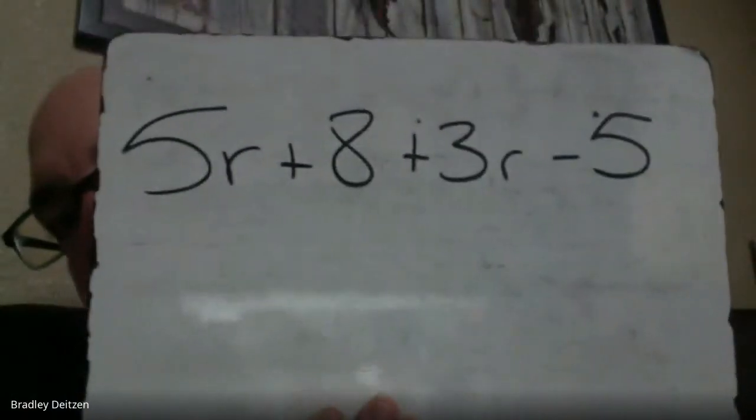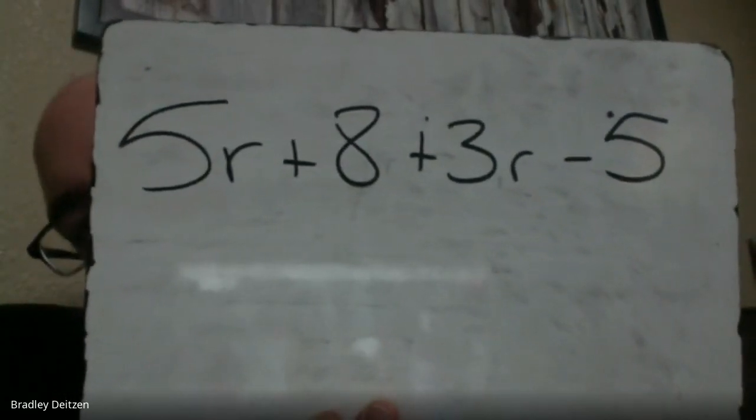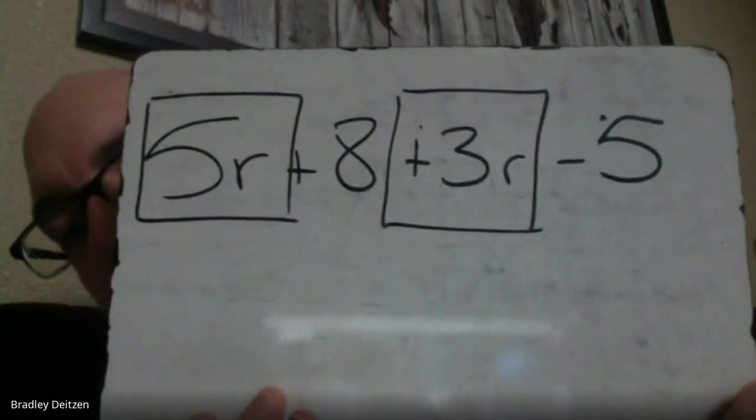So just a second. Looking at this problem here, we have 2 terms that have the letter R and 2 that do not have any letters. So the way I like to differentiate, and you don't have to use these, you could use colors. Sometimes that's fun, right? To box them so you know what goes together. So the 5R and the 3R go together, and there's a plus sign with that second one. So 5 plus 3 is 8R.